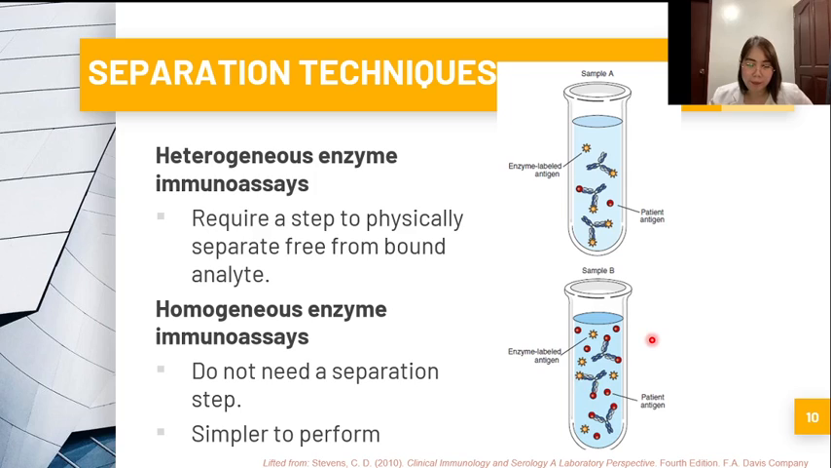while sample A has more signal or color change being produced, since most of the antigens bound are labeled antigens. And of course, if there is more patient antigen, it is inversely proportional, meaning less label is detected. Okay, so that is your separation techniques. Again, heterogeneous requires a separation or washing, and homogeneous does not require a separation technique. Usually, if they are using solid phase, it requires washing, so it is a heterogeneous enzyme immunoassay type.